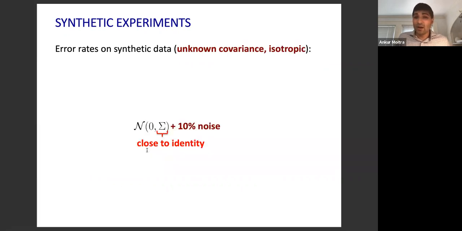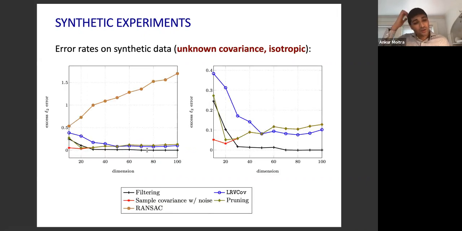What happens when you want to estimate the unknown covariance? Well, there are 2 cases you can study. One is where the covariance is close to being isotropic. So imagine that there are no directions where the variance is much larger than it is in other directions. So the ratio of variances in different directions is bounded. So it's close to isotropic. In that case, you can do the same type of thing. There's no surprise, RANSAC is terrible. We do quite well. This is the black curve down here.